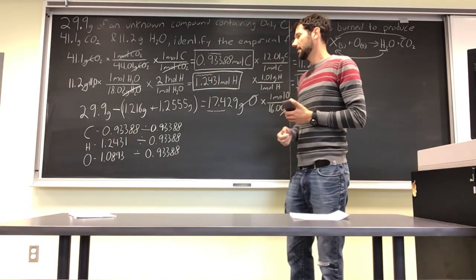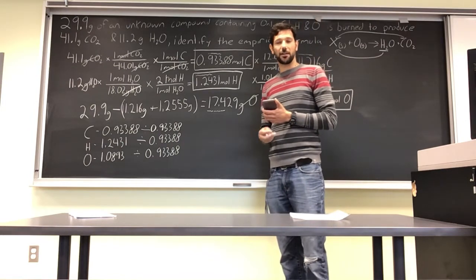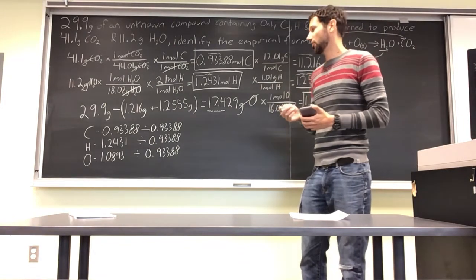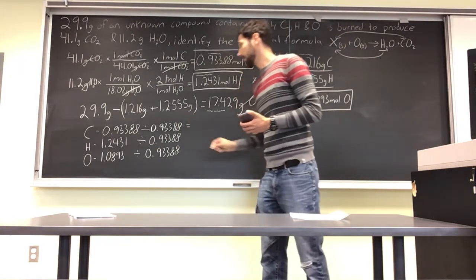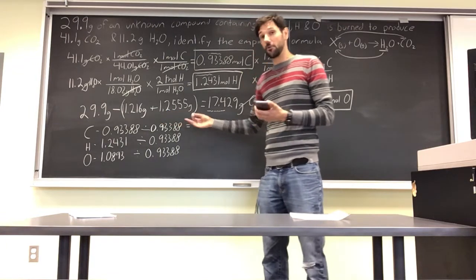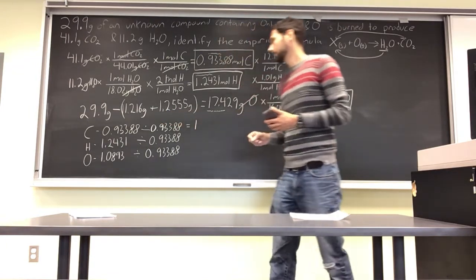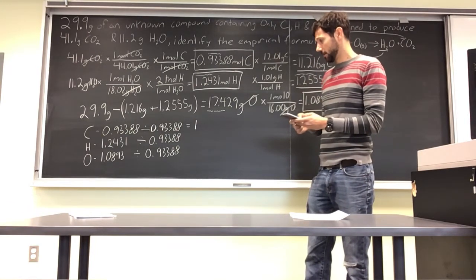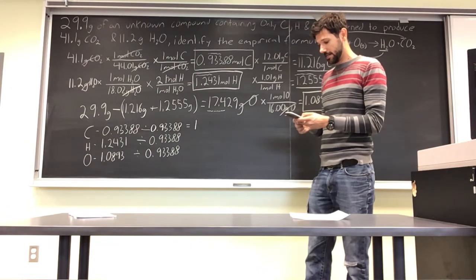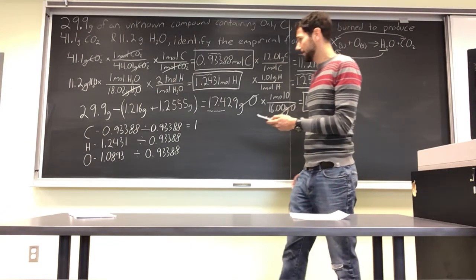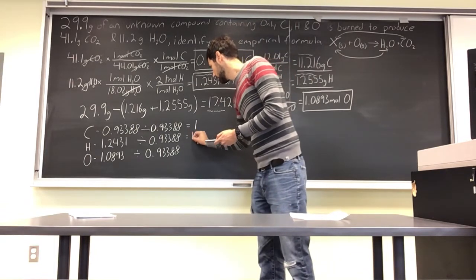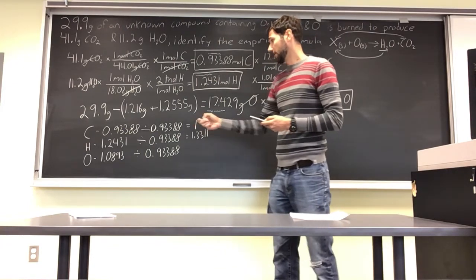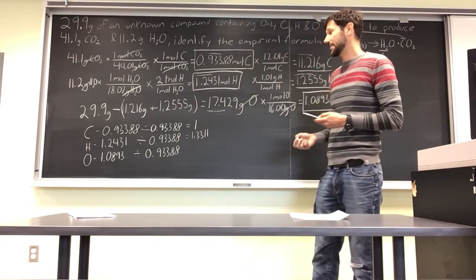And the reason we're doing this is because we want to get a whole number ratio, and a great place to start is by having one of something, and then we'll figure out how to get a whole number ratio from that. So one of something, 0.93388 divided by 0.93388 is 1. So there's 1 carbon, and then 1.2431 divided by 0.93388, I have 1.3311, and this is moles of hydrogen. We can see that's not a whole number, but we'll fix that soon.